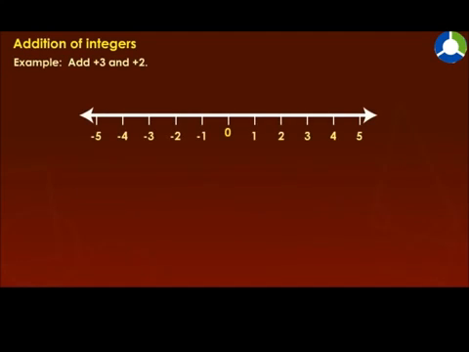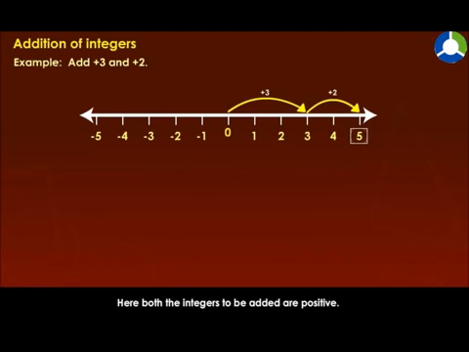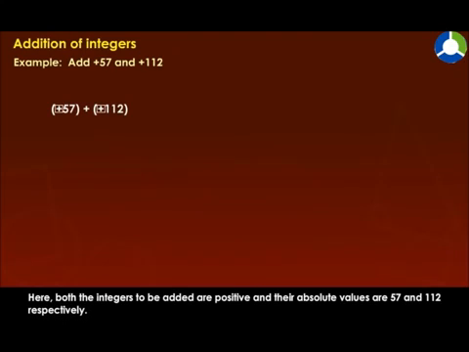Example: add positive 3 and positive 2. Here, both the integers to be added are positive, and positive 3 plus positive 2 is positive 5. Add positive 57 and positive 112. Here, both the integers to be added are positive, and their absolute values are 57 and 112 respectively.